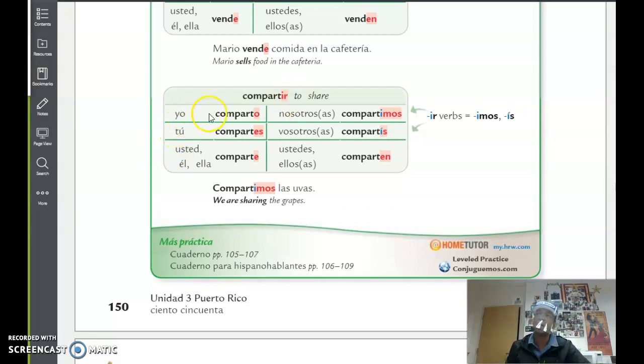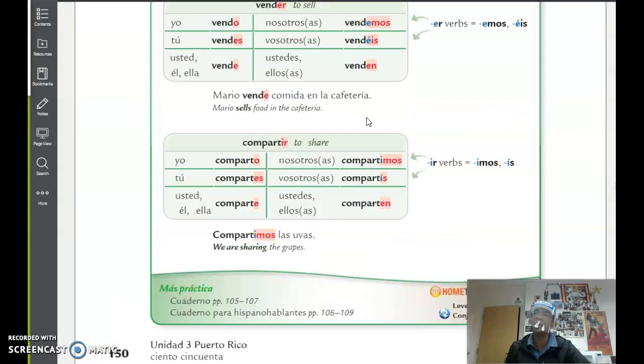Again, for yo, no difference there. It's an O. For tú, it's ES, compartes, you share. For usted, él, and ella is an E, comparte. He shares, she shares, you using the formal form of you. Nosotros compartimos. Now, here is where you see the difference.